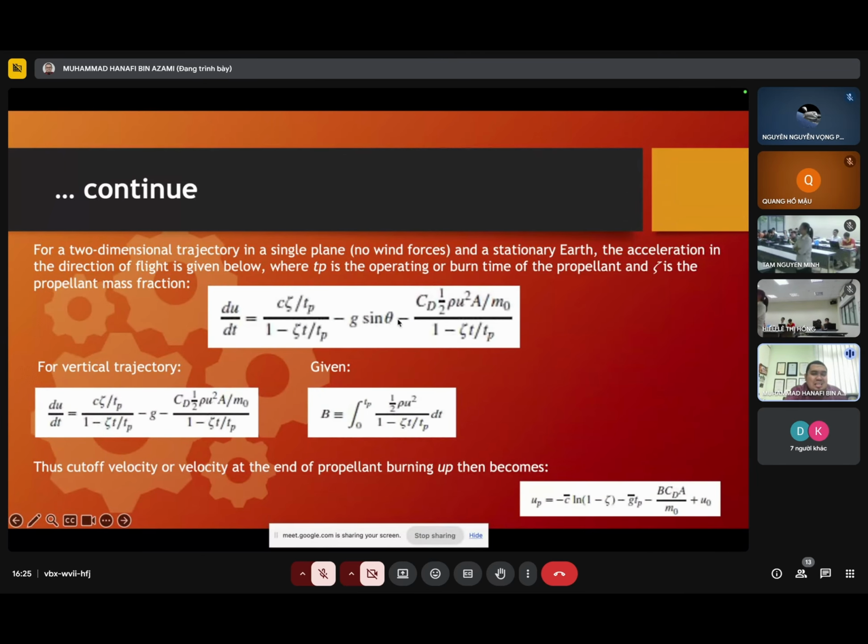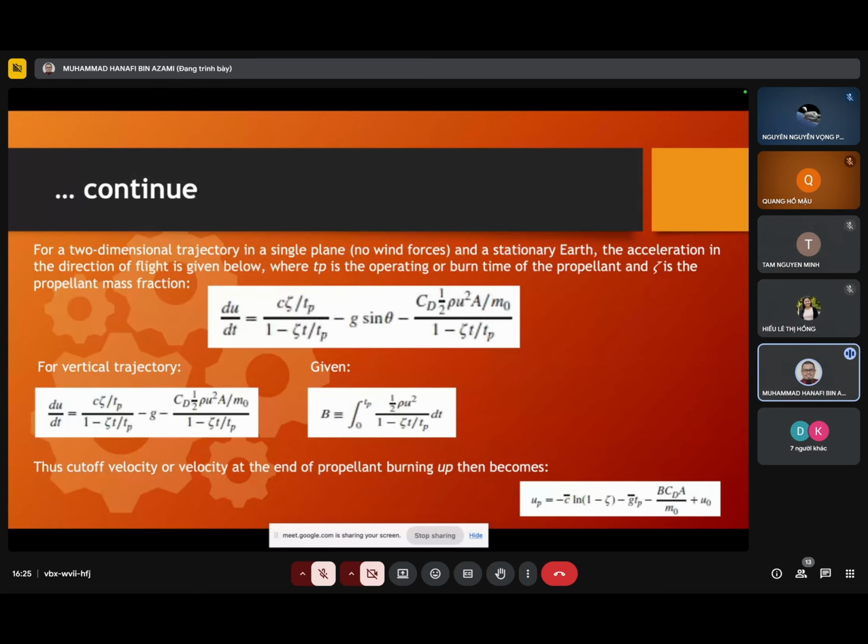If you are looking at 90 degrees, sine 90 is 1, so sine doesn't appear anymore. So this is why you need to know which equation to use, how to use it, and when to use it. All right. So after substituting everything, this is the function du over dt, which is acceleration. So acceleration, c zeta over tp, and so on, is a very long one.